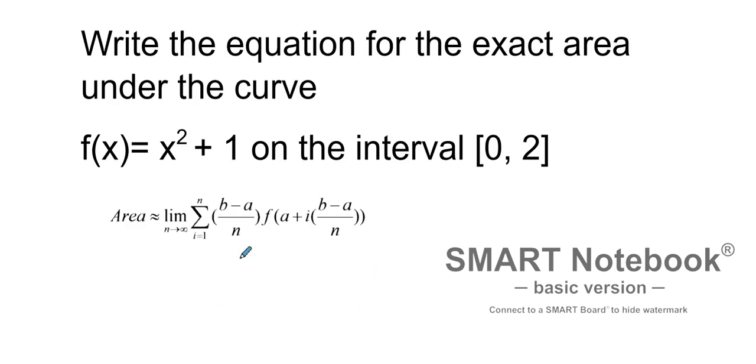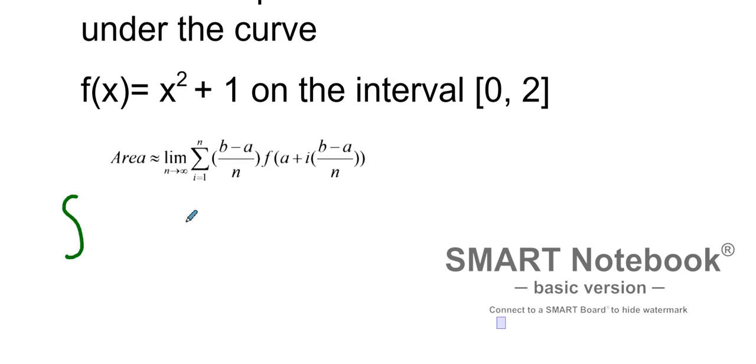Well, let's try another one. Write an equation for the exact area under the curve for this. Now, I can write my integral. The integral would be from 0 to 2 of f of x, so x squared plus 1, that's my f of x, times dx. So using this, let's break this down. We're going to have the limit, and we're going to write this using sigma notation. We have n approaching infinity.